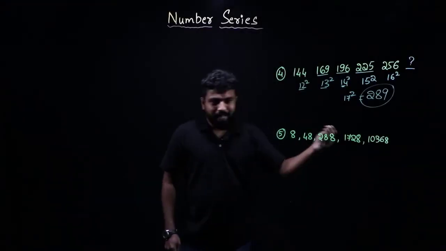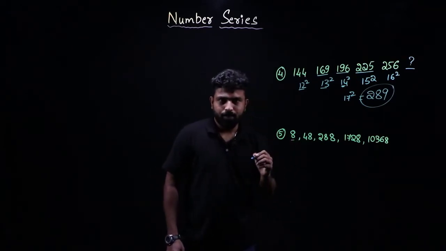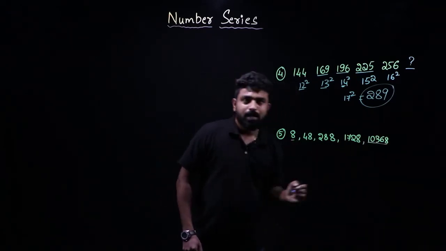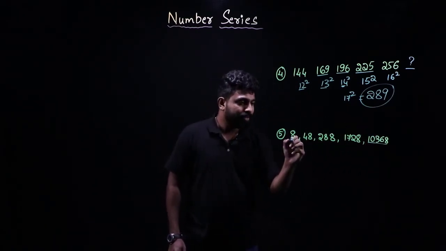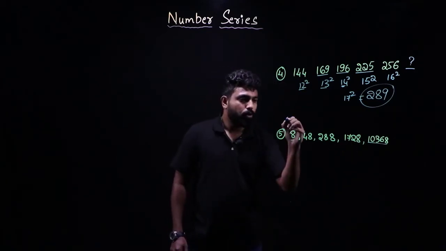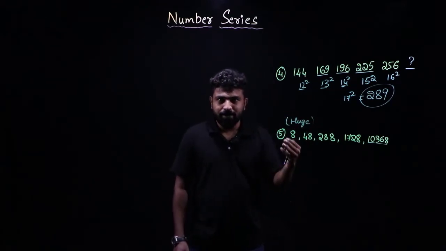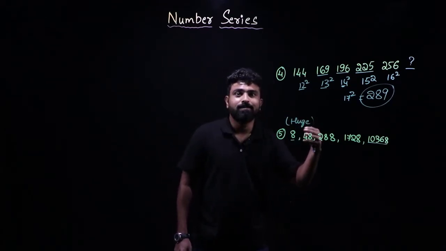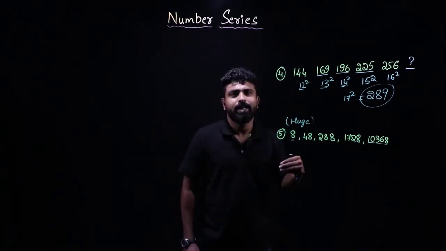Let us move on to our next example here. What did we do till now? We took the first term and the last term, started comparing them, and took the difference between them. The difference between 8 and 10,368 is very huge. So we wrote it down. After taking the difference, we started comparing the successive terms. We started seeing if there is an increment, decrement, or both increment and decrement.